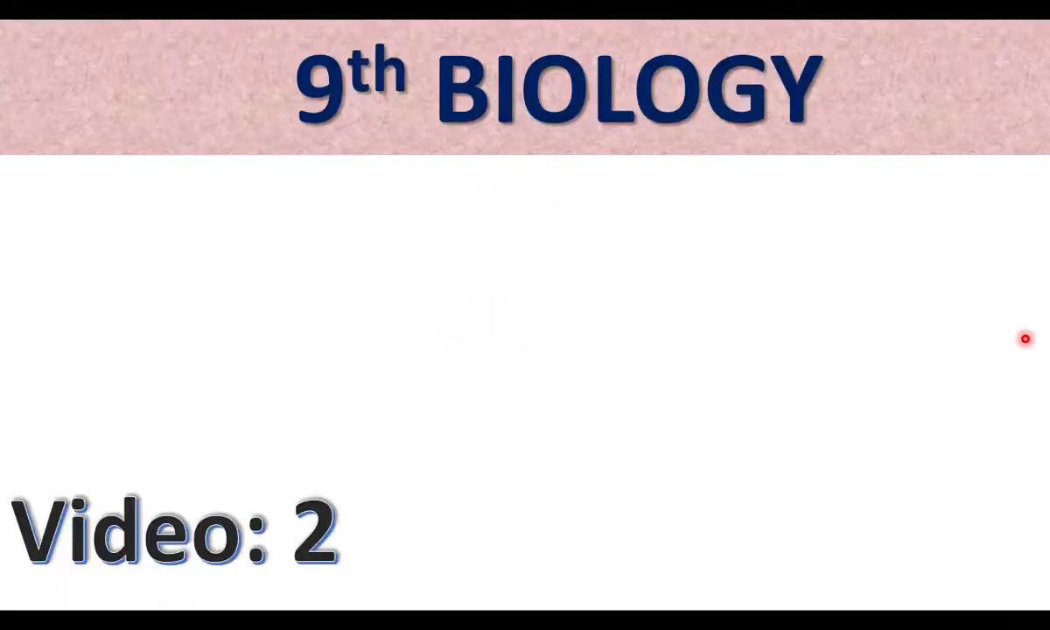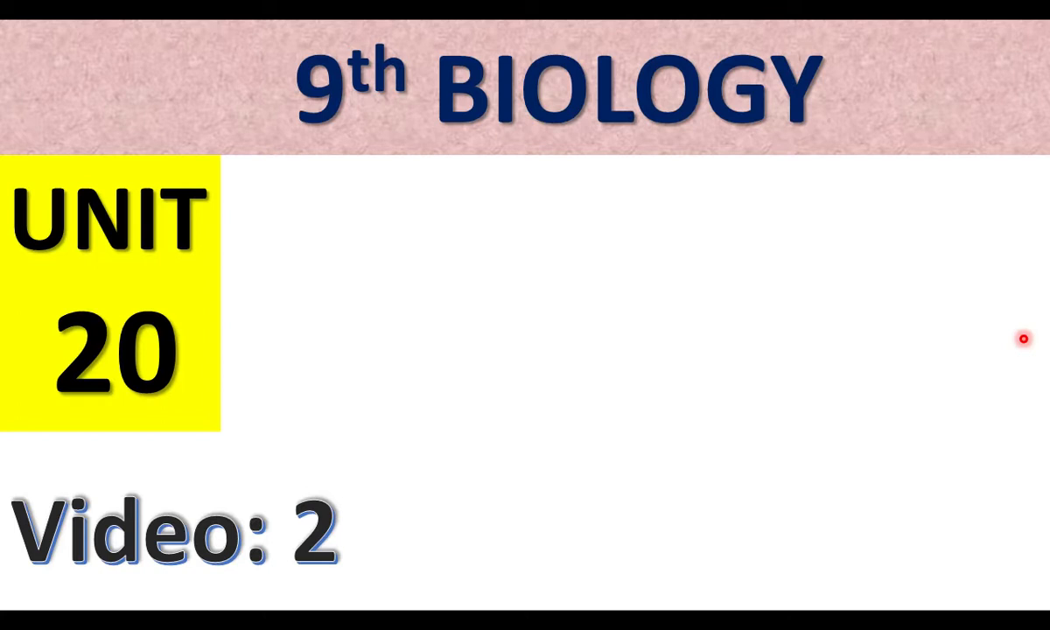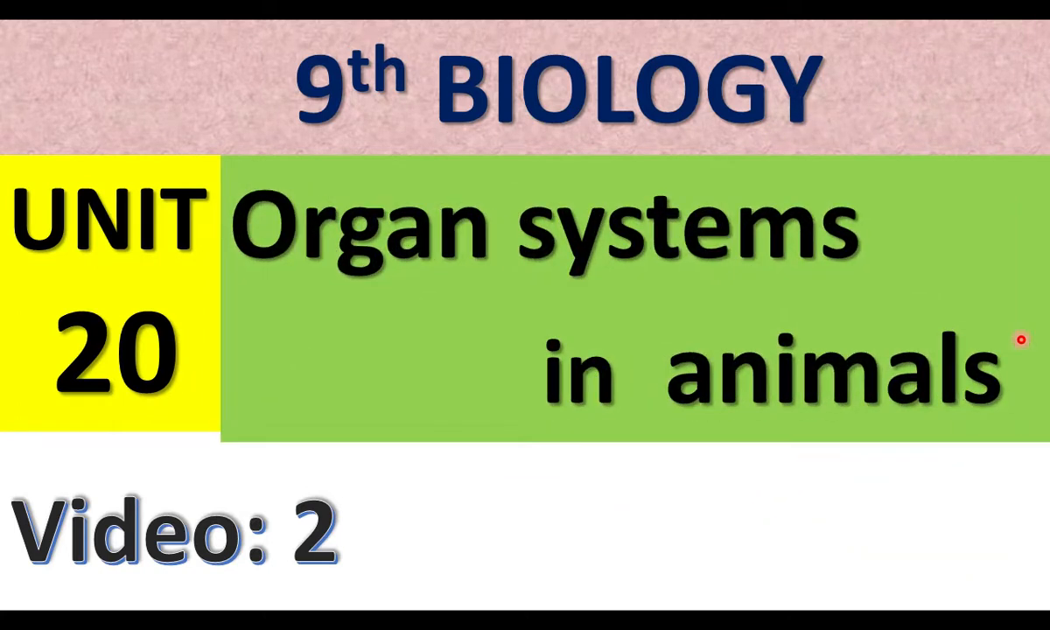Ninth Biology, Unit 20, Organ Systems in Animals. In the first video, we learned the names of different organ systems and their functions. In this part, we are going to start the structure of the digestive system.